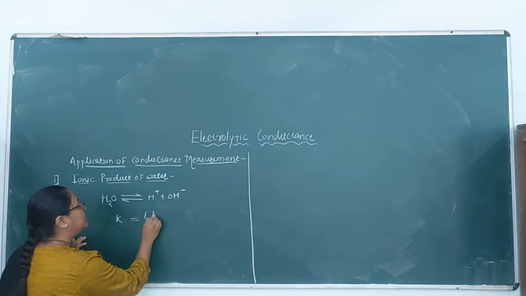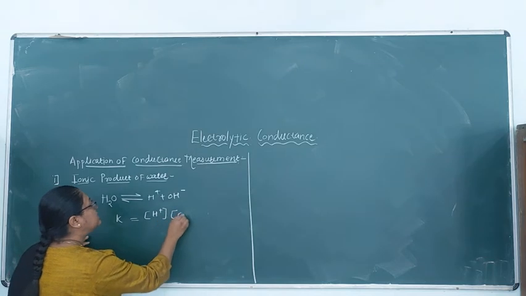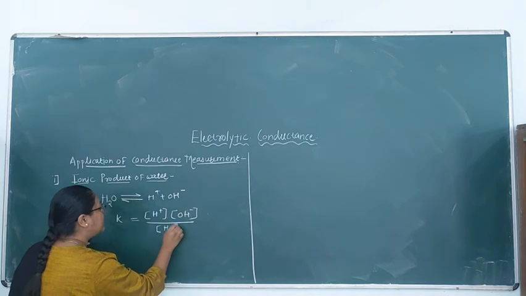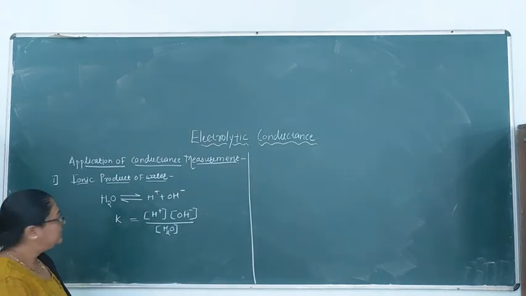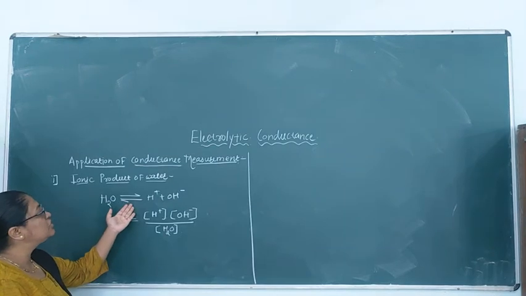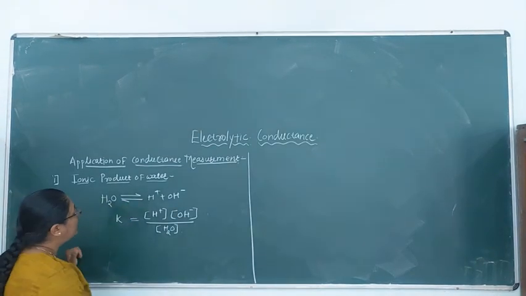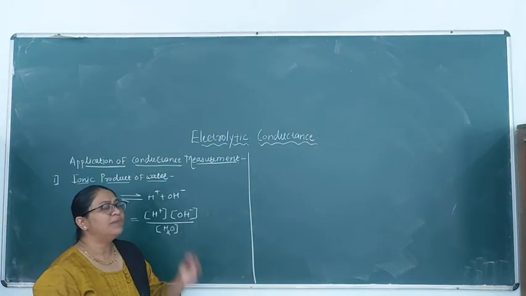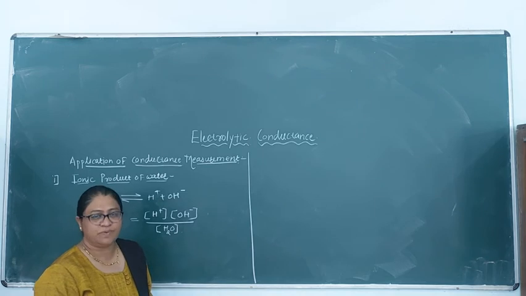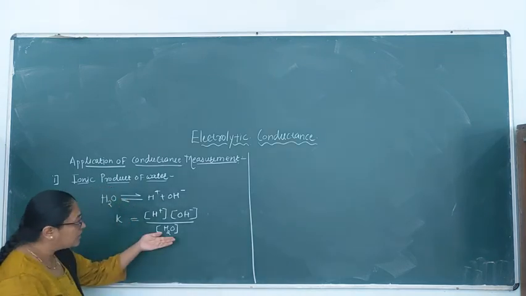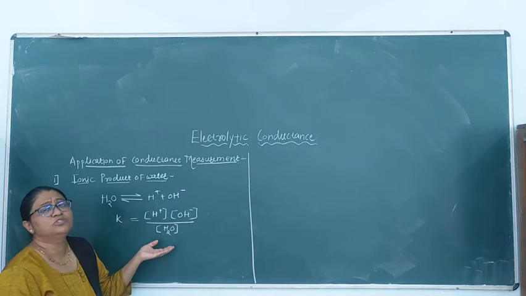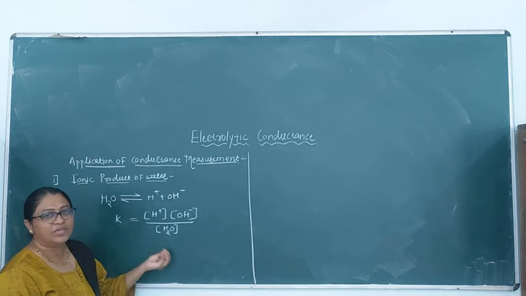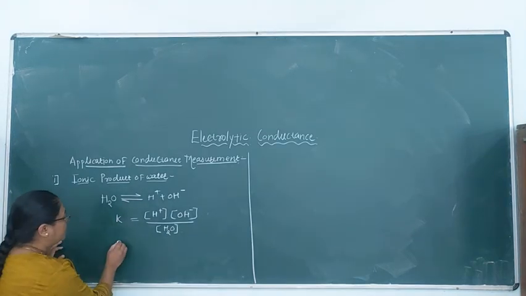the equilibrium constant for this dissociation reaction we can write as concentration of H plus into concentration of OH minus divided by concentration of the unionized water. This will be the equilibrium constant for this dissociation reaction of the water. As this ionization takes place to a very negligible extent, we can say that the concentration of unionized water is almost constant, because a very negligible amount of it gets dissociated, and therefore we can take this as one more constant.